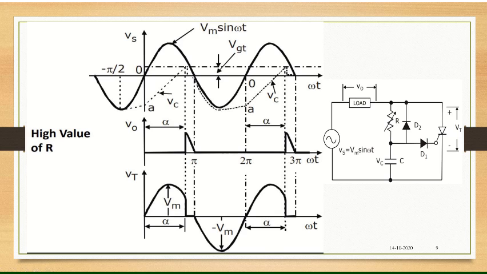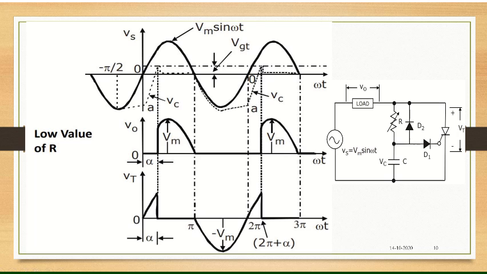And how do you control the firing angle? By adjusting this R, okay? For higher values of R, alpha will be more. For lower values of R, alpha will be less, okay?